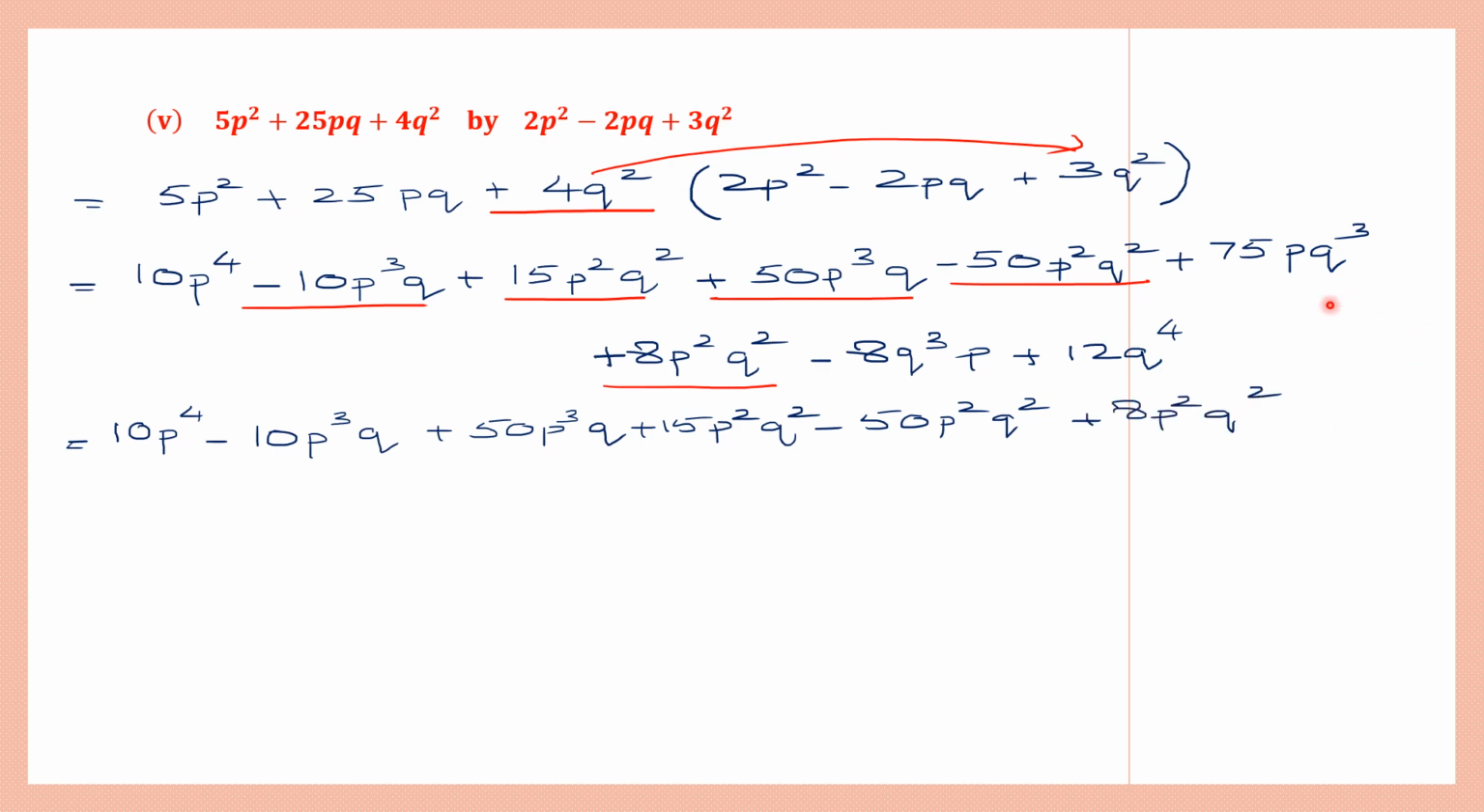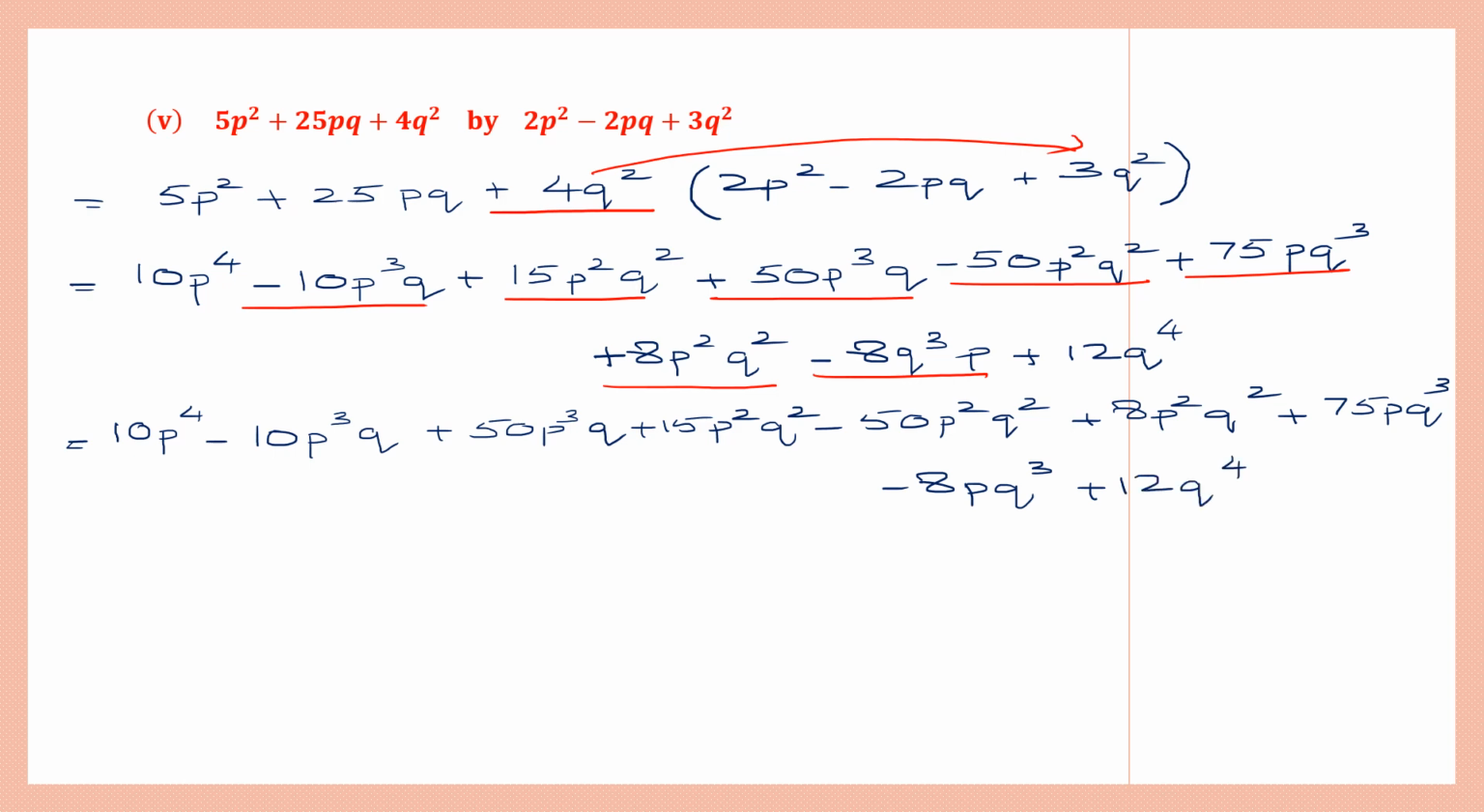Then the next one here is p q to the power of 3. So here let's look and see. Here also we have p q to the power of 3. So let's write those two down. So that will be 75 p q to the power of 3, and this one also here, these two. So that is minus 8 p q to the power of 3. I've just changed the order. And the last one is 12 q to the power of 4. So let's write that, plus 12 q to the power of 4.